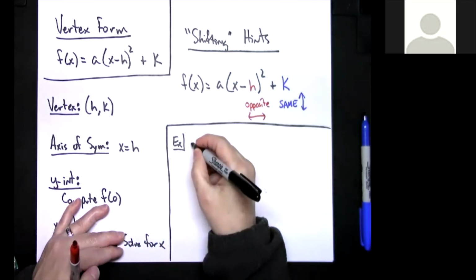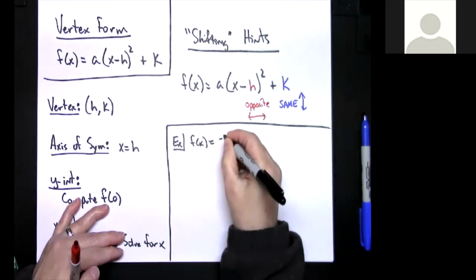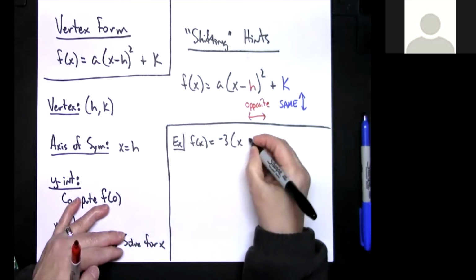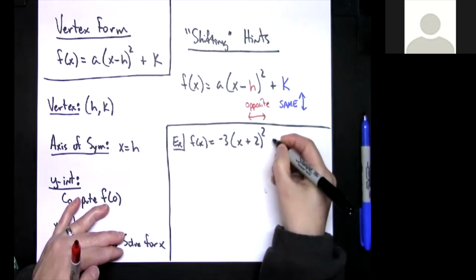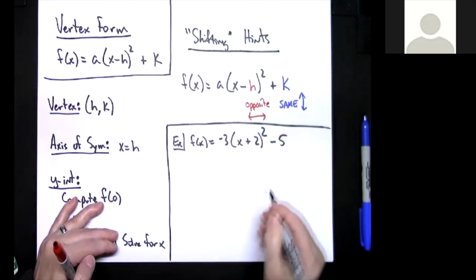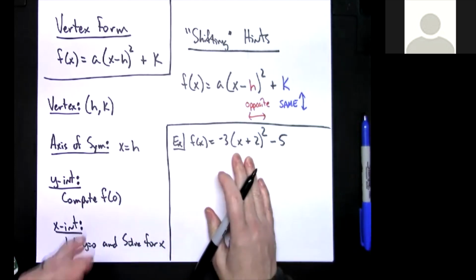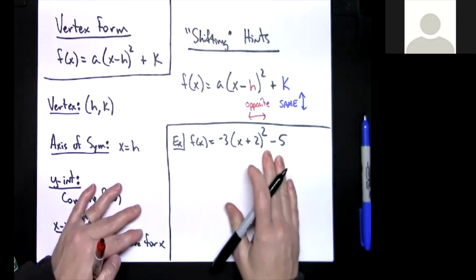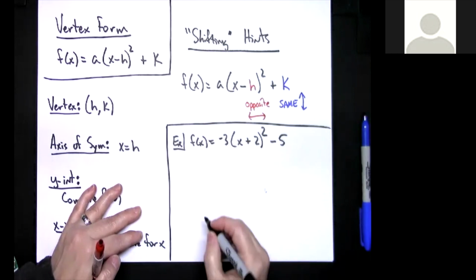So if I give my kids something like f of x is equal to, say, -3 times (x plus 2) squared minus 5, just to be a little bit different. I give my high school students not just parabolas, but everything: absolute value, linear equations, cubic equations, all the different types of equations that we do. I expect them to be able to sketch this in like 2 seconds.